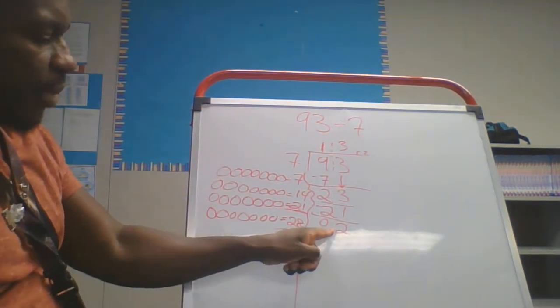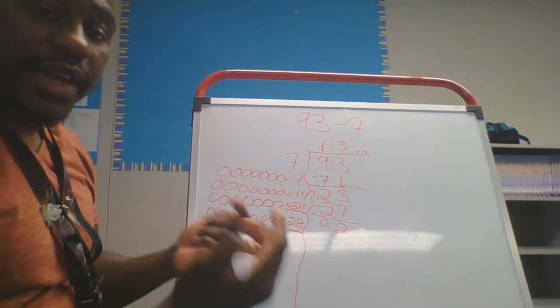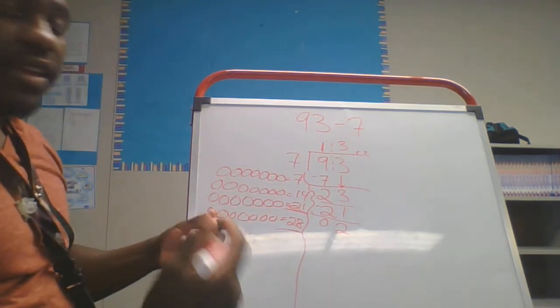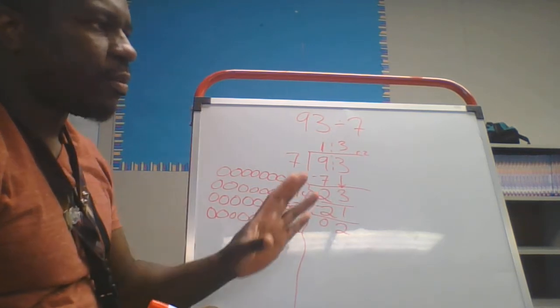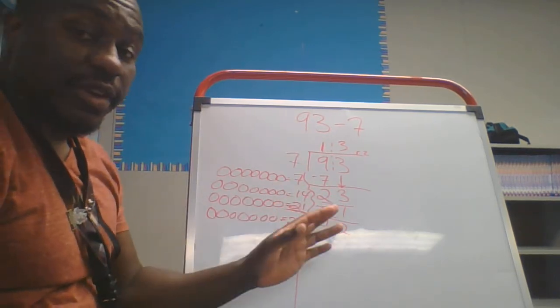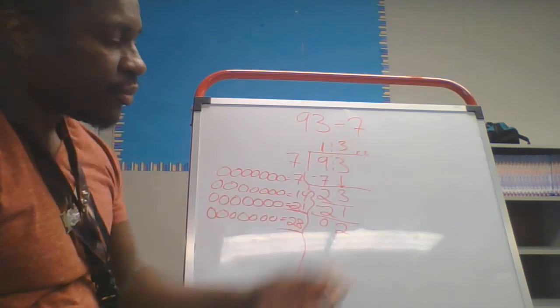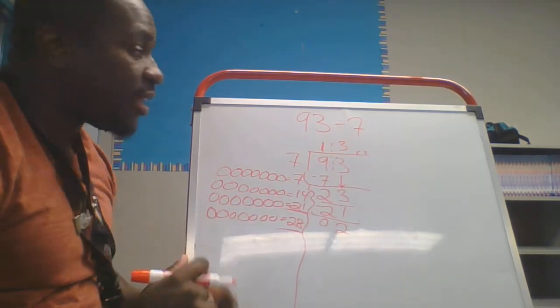So let's check. Is our remainder smaller than our divisor? It is. So that's one check. The next check that you can do is what we did yesterday, where you multiplied your answer. But today's a little different because you have a remainder there. So it's going to be slightly different, okay?